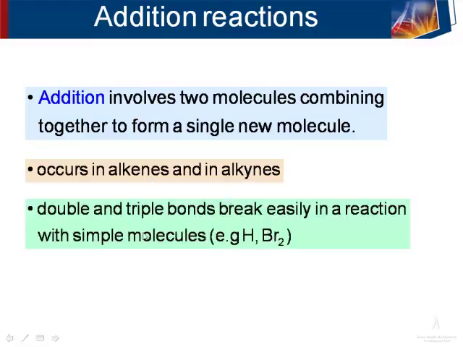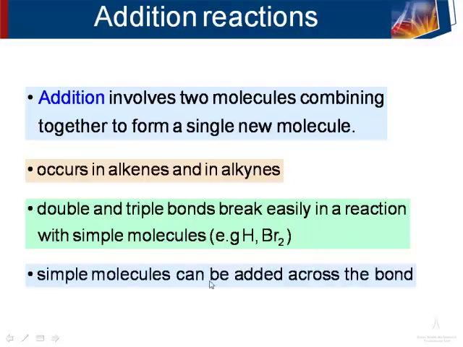The double and triple bonds break easily in a reaction with simple molecules, and therefore you can get addition across the double or triple bond. The hydrogens or the bromines can easily be added into a reaction, and so simple molecules can be added across the bond.